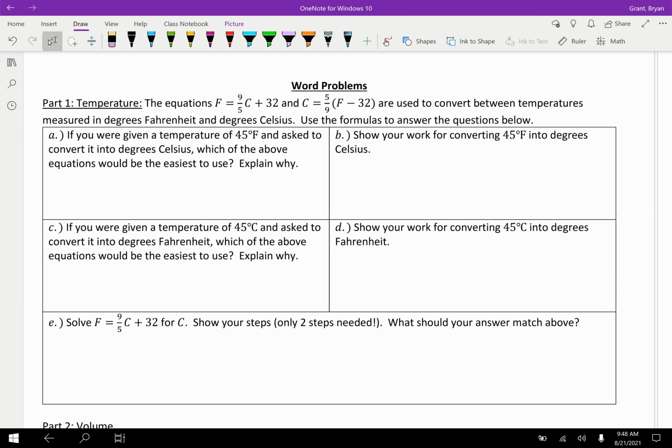Okay, and I tried to pick 3 problems that maybe you might not run into in the real world, but you can at least see the connections. The first one we're going to look at has to do with temperature, right? We have 2 equations on here. We have the equation F equals 9/5 C plus 32, and then we also have the equation C equals 5/9 F minus 32. And we're told that they are used to convert between temperatures in Fahrenheit and Celsius, right?